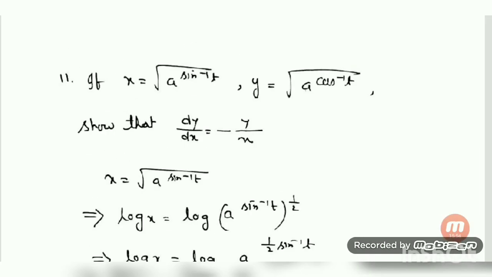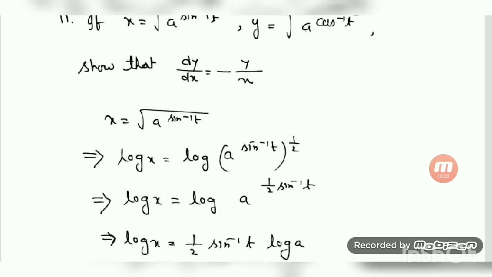Here, after this, the exercise will be completed. This is a question of proof: if x equals under root a to the power sin inverse of t and y equals a to the power cos inverse of t, prove that dy/dx equals y by x. So here we see, as the power is a variable, this can be done by logarithmic differentiation for both of these.